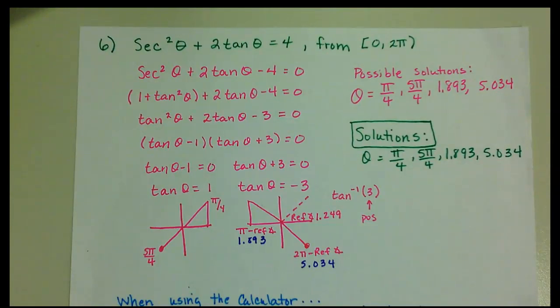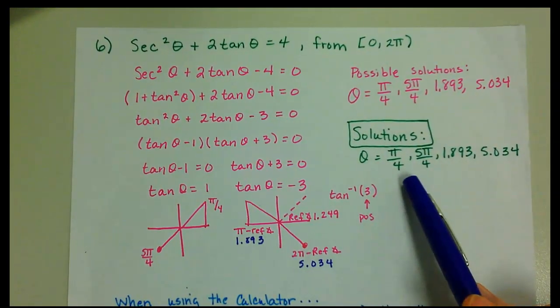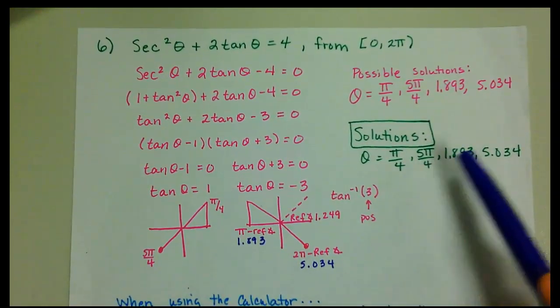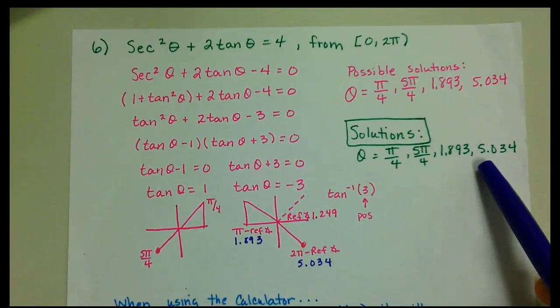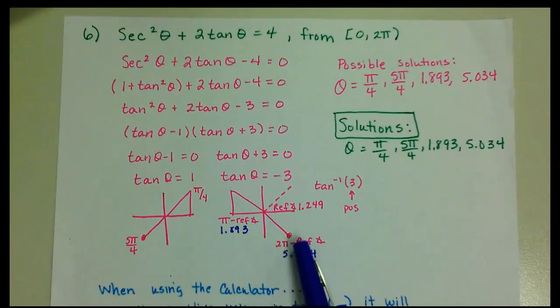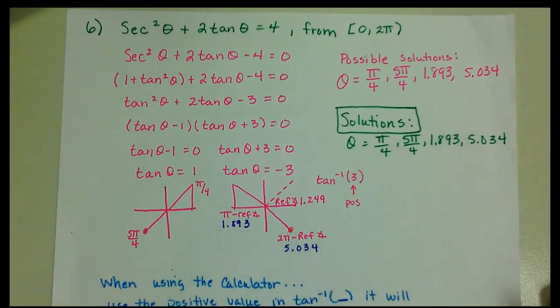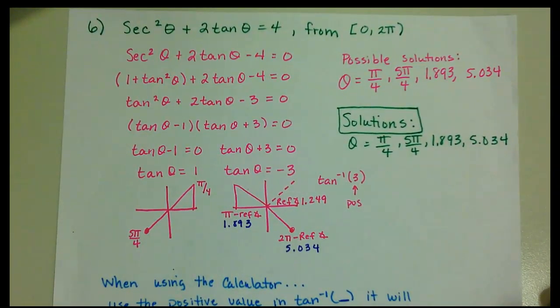And so our solutions are the two exact answers for the first factor right over here, pi over 4 and 5 pi over 4. And then the two answers that we came up with using the calculator. So we checked all of these to make sure. We didn't square anything, so we don't have to check them. But we did make sure that we have those values.